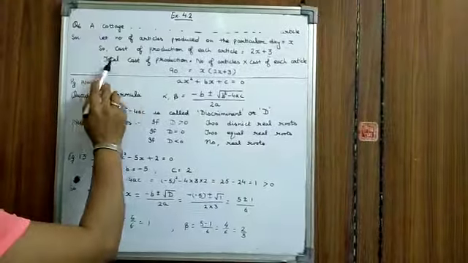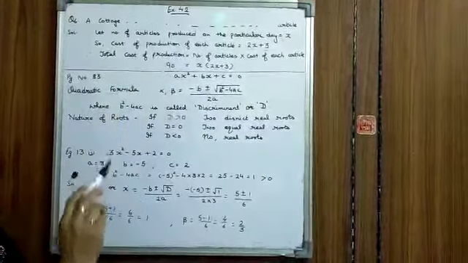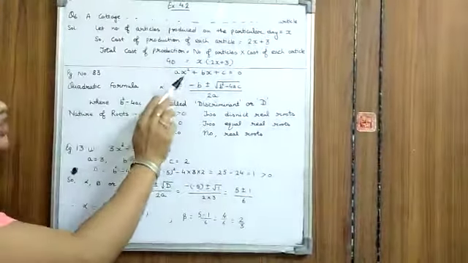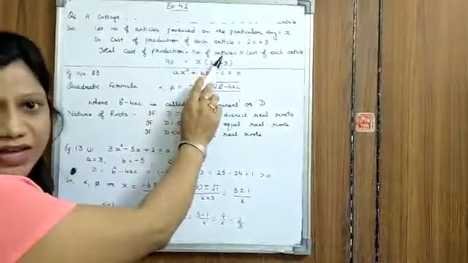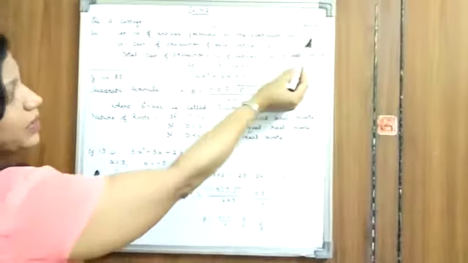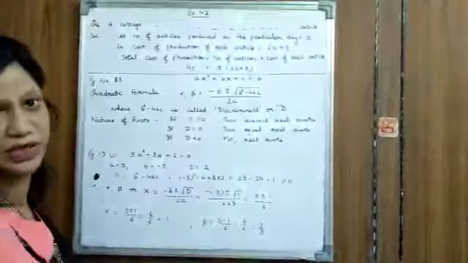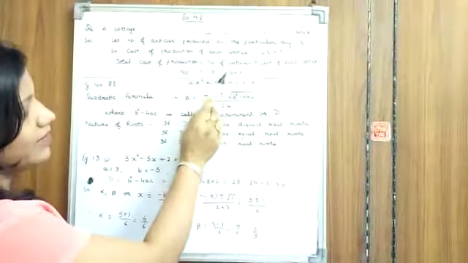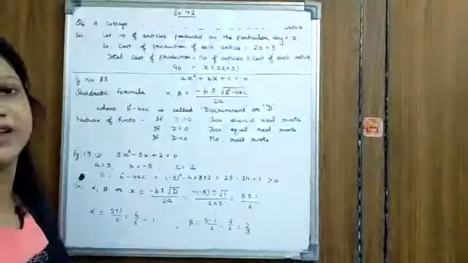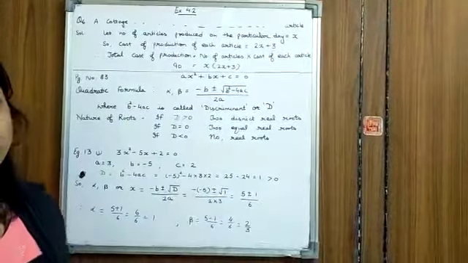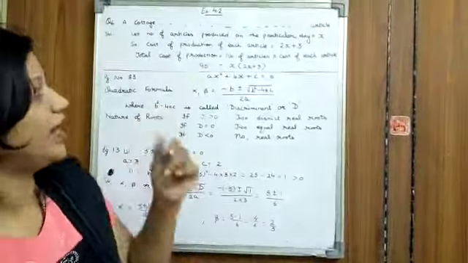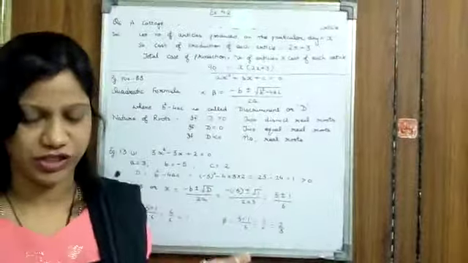Here it is given to you the total cost of production is rupees 90. And what is the total cost of production? Total cost of production is always the number of articles into the cost of each article. So it will be x into (2x plus 3). Now we can easily multiply it, and after multiplying we will get the quadratic equation, and again you have to use the factorization method.